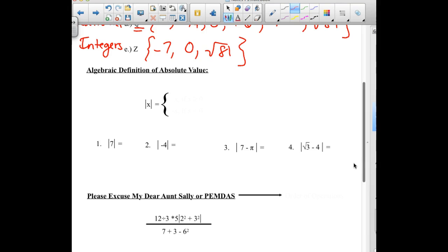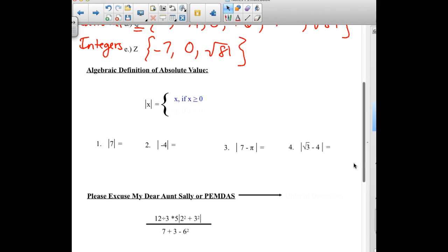Okay, another topic that is reviewed in this first section is our definition of absolute value. We often think of absolute value as a distance from 0 on a number line, but we do need to think of the algebraic way of stating that. Since distance can't be negative, absolute value is always a positive number or 0. So let's look at our first option.